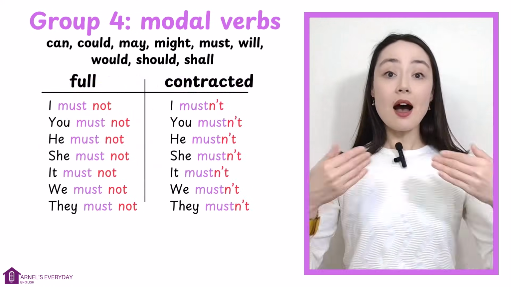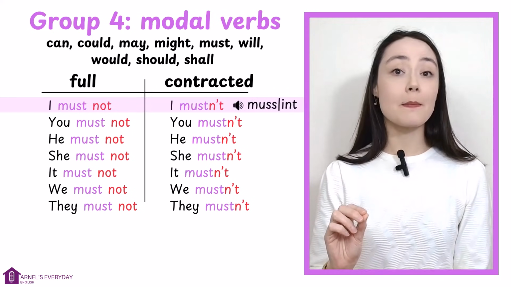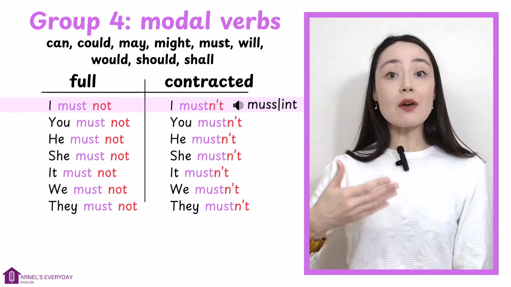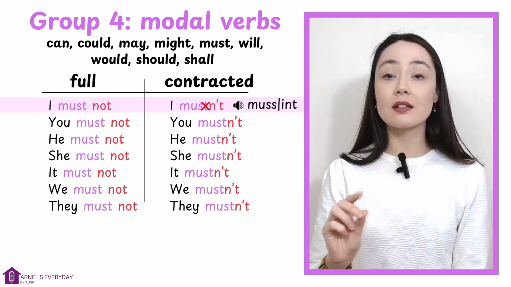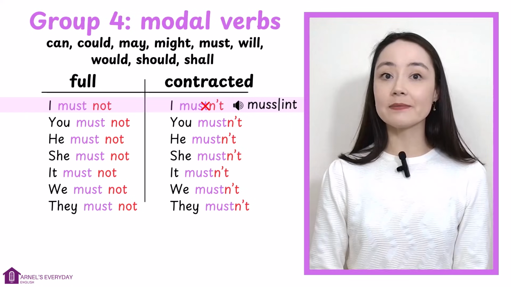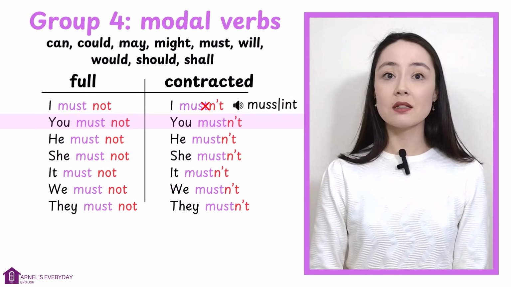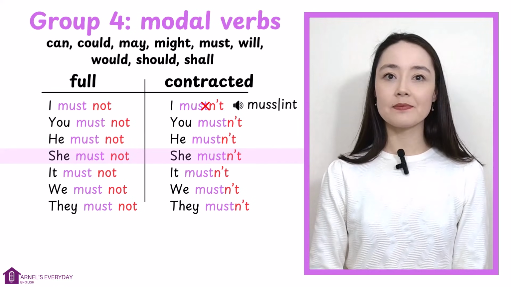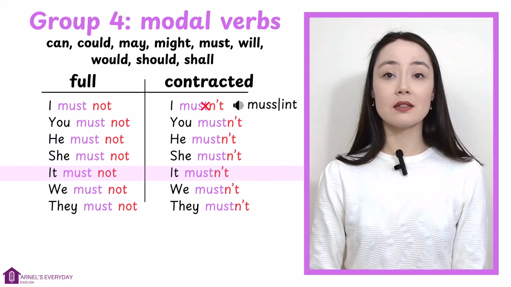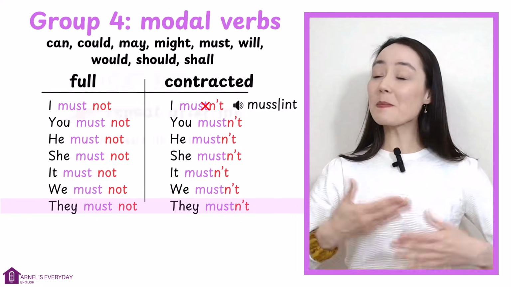Must. I must not. I mustn't. Notice how that T in the middle is silent. We say mustn't, not mustn't. You must not. You mustn't. He mustn't. She mustn't. It mustn't. We mustn't. They mustn't. Repeat after me.